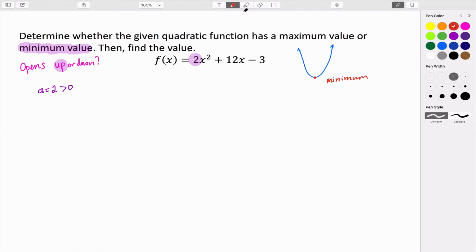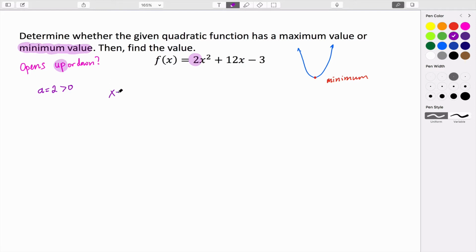Now, how do we figure out what the minimum value is? Again, remember, when we talk about the value of a function, the value is the y-coordinate. So we have to find the location, which is the x-coordinate, or is going to be the axis of symmetry. And then we're going to substitute that back into our function to find the actual value of the minimum. So we start by locating the axis of symmetry.